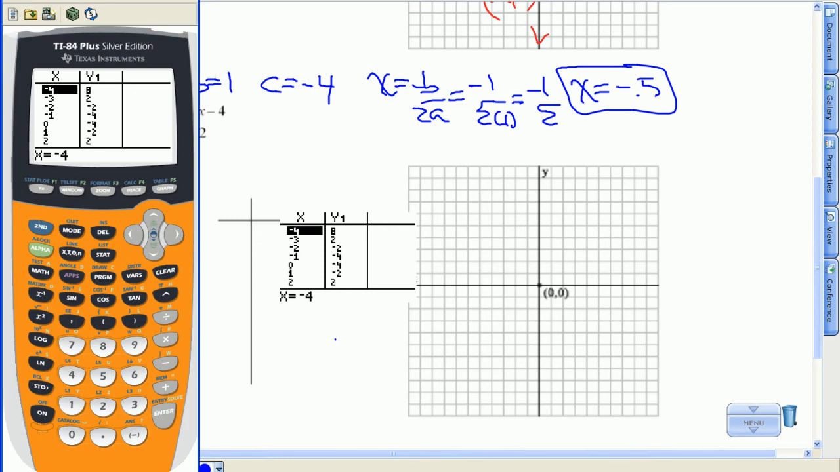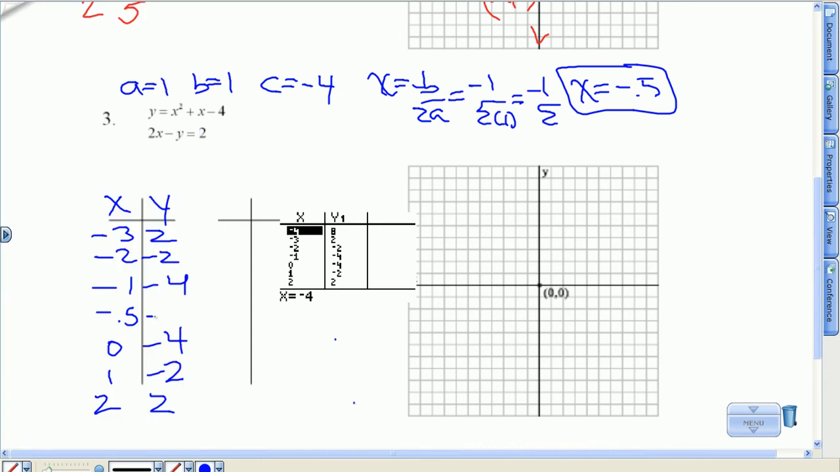We go to our graph, hit second calc, which is above the trace key, and I want to know what value I get when I put in negative 0.5. So I type negative 0.5 and hit enter. Negative 4.25 is the result. And we're all set and ready to graph. Negative 4.25. A little sloppy there.